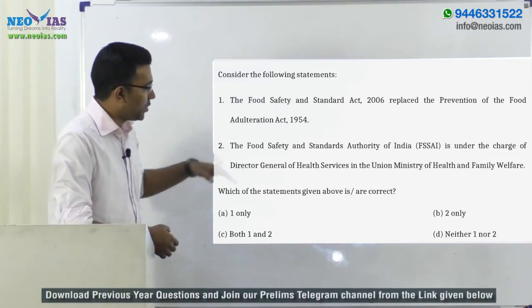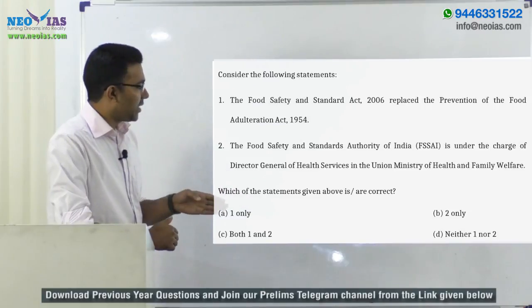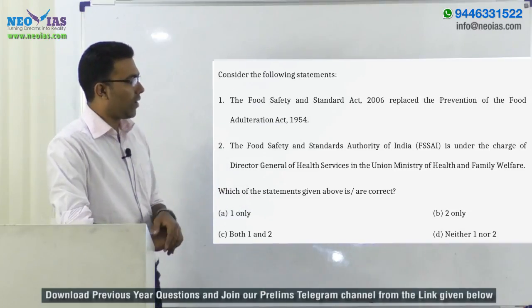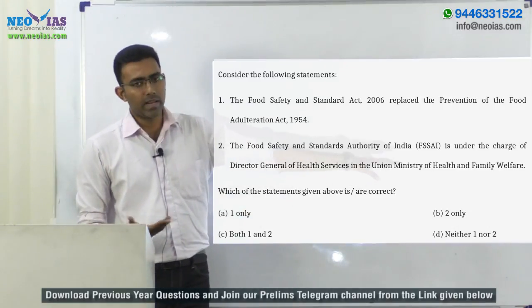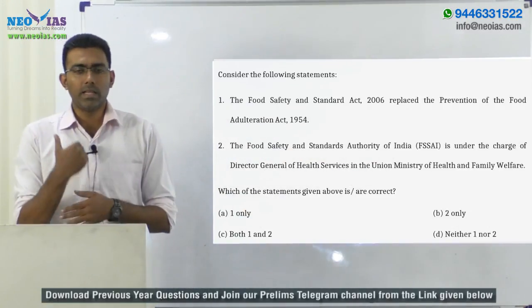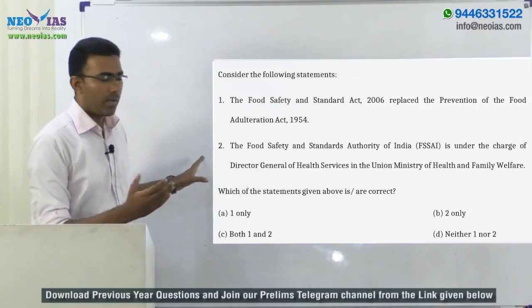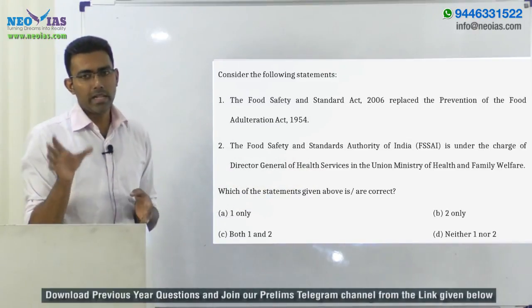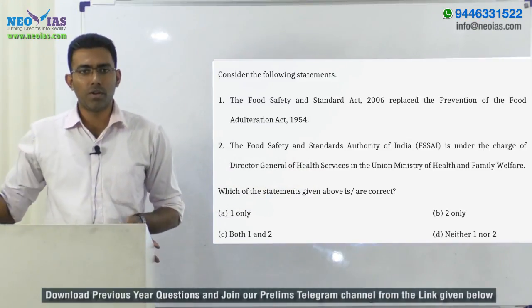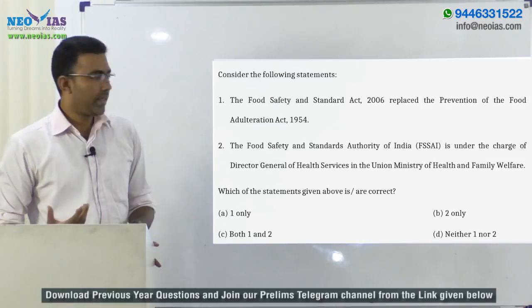The second statement says the Food Safety and Standards Authority of India, FSSAI, is under the charge of the Director General of Health Services in the Union Ministry of Health and Family Welfare. Of course, FSSAI comes under the Union Ministry of Health and Family Welfare because it is an autonomous body. So it will not come under the Director General of Health Services, because Health Services is not concerned with the quality of food or setting food quality standards. So you could have eliminated it then and there.